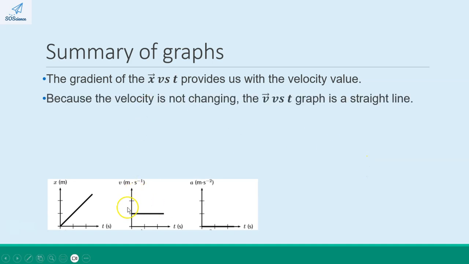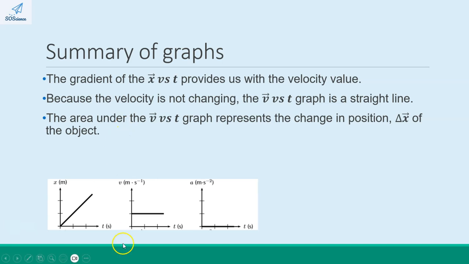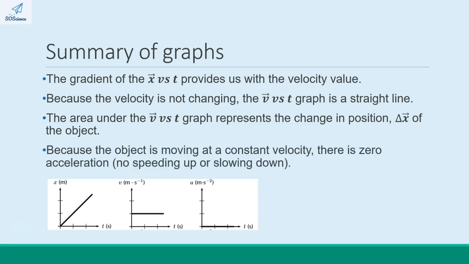Now, the velocity is not changing. Scenario 2 deals with constant velocity, so the v versus t graph is a straight line with zero gradient. Recall that the area under the velocity time graph will represent the total change in position of the object. So, how many meters has the object covered? Because the object is moving at a constant velocity, we have zero gradient here, which therefore translates to zero acceleration. So the object is not speeding up or slowing down. It is moving at a constant speed.